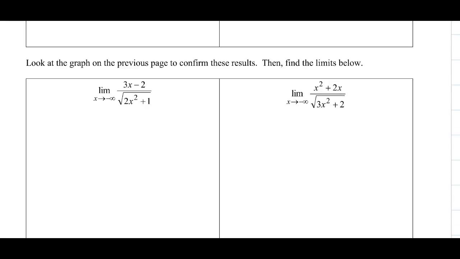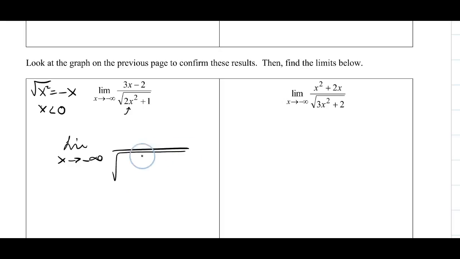Two more problems. Here's our limits. As x approaches negative infinity, highest power is x squared. I'm doing negative infinity, so the square root of x squared will be negative x, because x is negative, it's less than 0. So we'll do this a little bit bigger. Limit as x approaches negative infinity, x squared in the denominator. 2x squared divided by x squared is just 2. 1 divided by x squared is 1 over x squared.